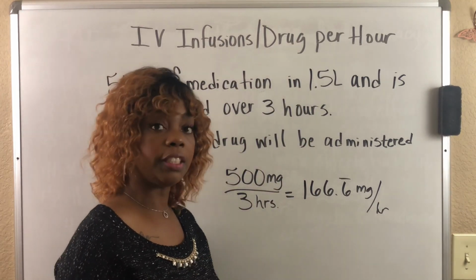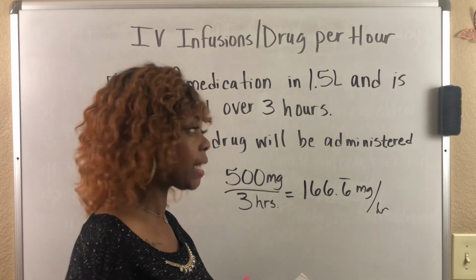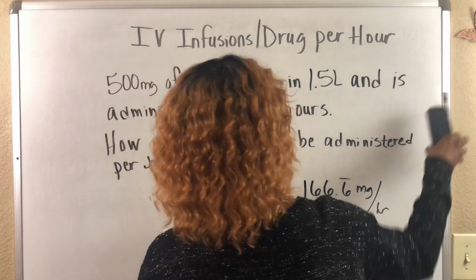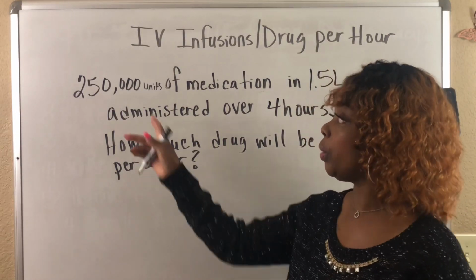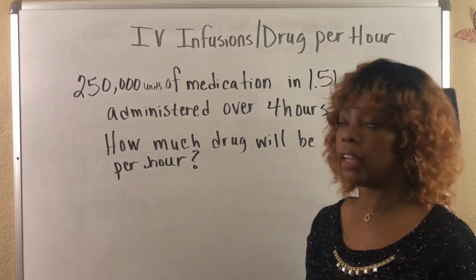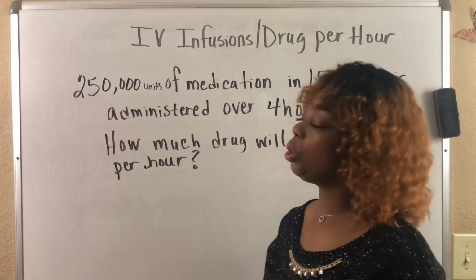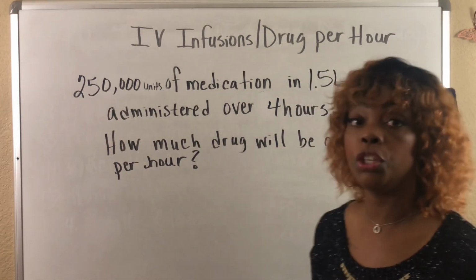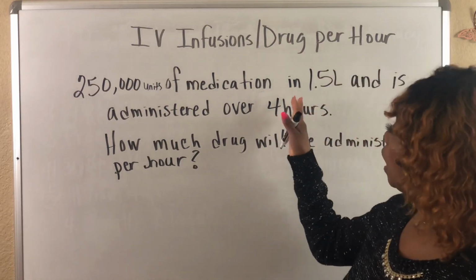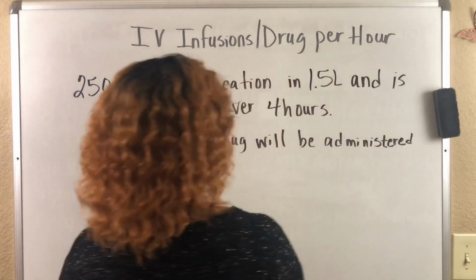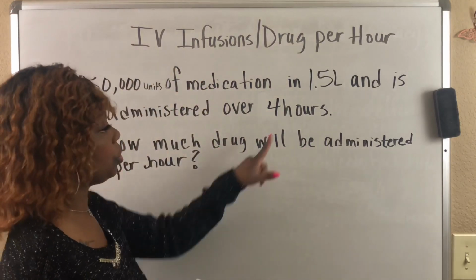All right, let's get into this next one. We have something a little bit different now. Now we're working with units. I hope you guys can see that. So now we have 250,000 units of a medication in 1.5 liters, and it is to be administered over 4 hours.